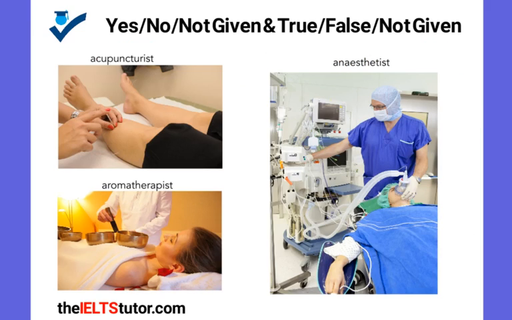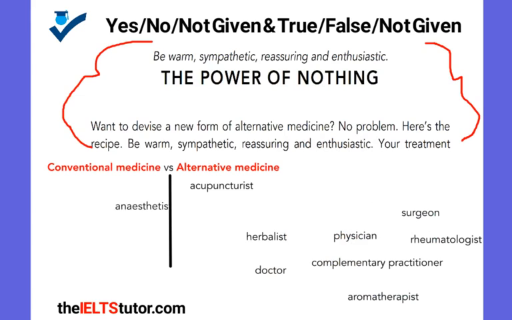Next, we have the anesthetist. Sorry, I hope I've pronounced that correctly. An anesthetist, I think, is a person who gives anesthetic, which is a drug that causes temporary unconsciousness before an operation. So this person would be practicing conventional medicine. So if you put that there in the right column, then you would be absolutely right.